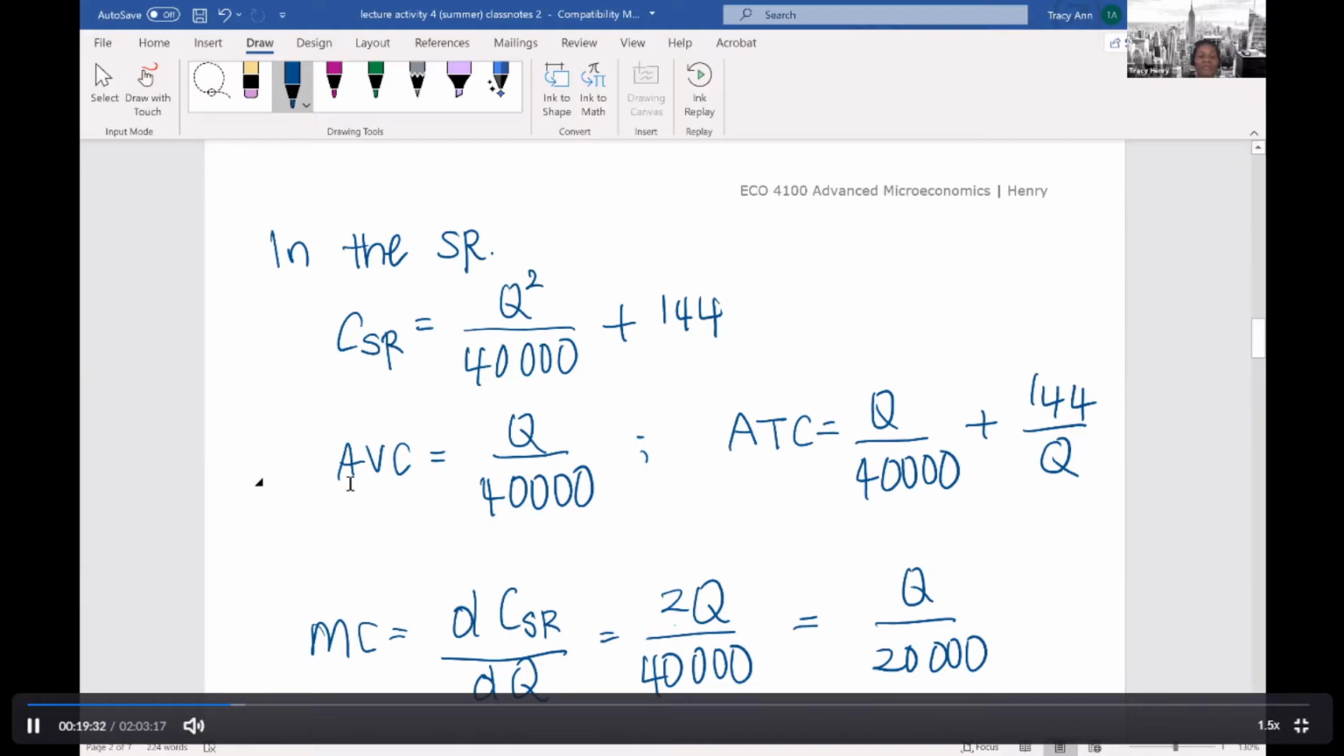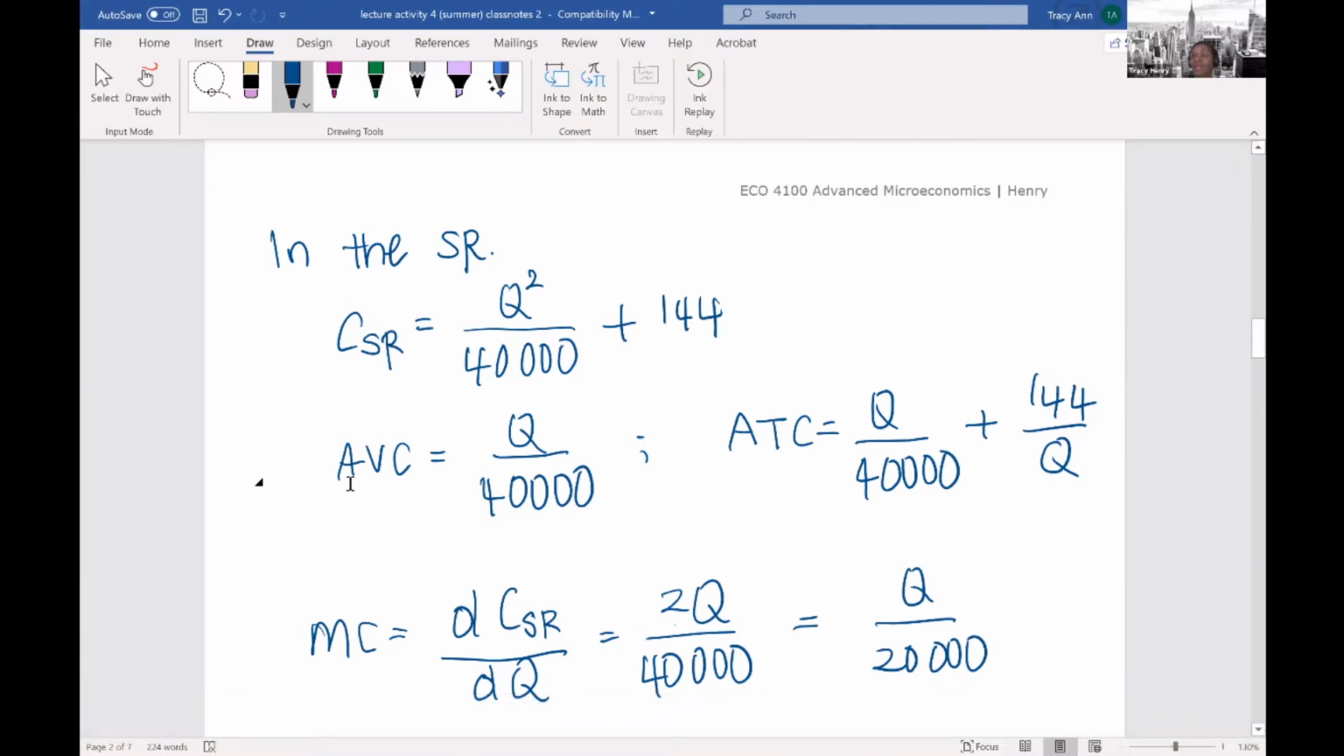For those of you who are adventurous and love to go bungee jumping in the night over a very dark, raging river, if you take the derivative of your average variable cost with respect to quantity, you'll find that the derivative is positive, which tells us that our average variable cost is increasing with quantity. The change in average variable cost when you change quantity is positive.